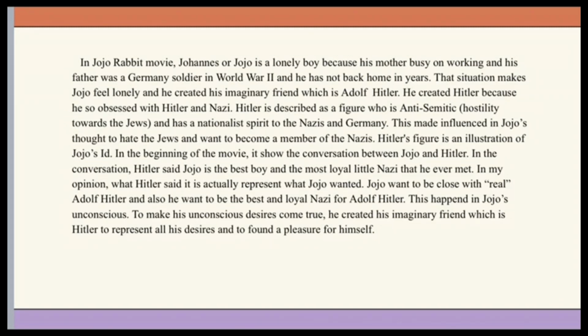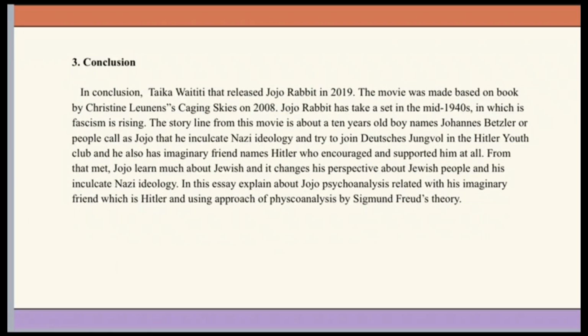To make his unconscious desires come true, he created his imaginary friend, Hitler, to represent all his desires and to find pleasure for himself. In conclusion, Taika Waititi released Jojo Rabbit in 2019. The movie was made based on the book Caging Skies by Christine Leunens in 2008.